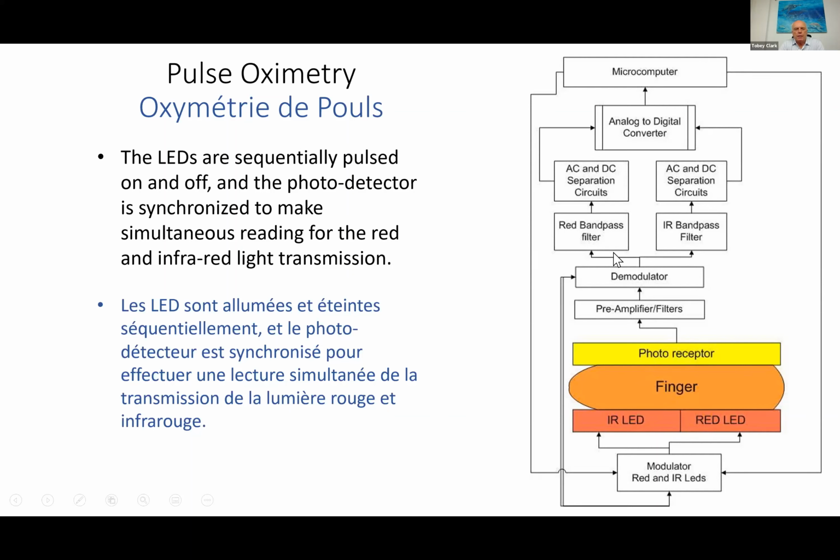This information is taken through filters and separation circuits between the alternating signals and the direct signals, which are really related to just the kind of baseline of your finger, the transmission. The alternating signal is related to the blood oxygenation. And that, of course, goes through an analog to digital converter to a microcomputer. So that is a basic block diagram. Again, it's a relatively simple device that is extremely valuable, especially in this time of COVID.